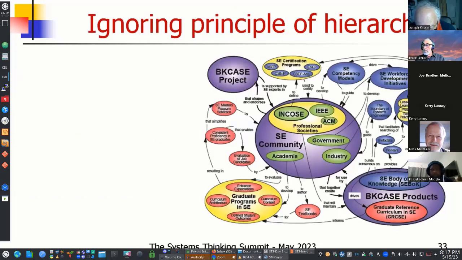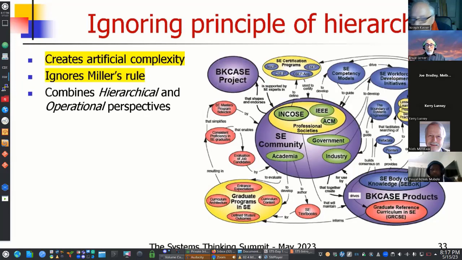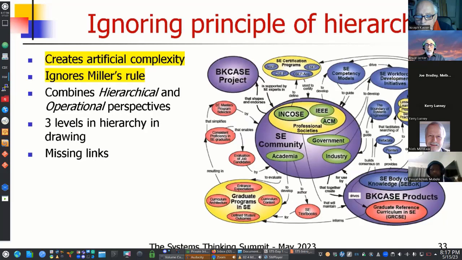If we ignore the principle of hierarchies, we create something like this. It creates artificial complexity. It ignores Miller's rule. It combines hierarchical and operational perspectives. There are 3 levels in the hierarchy in the drawing. There are missing links. It's ambiguous because some of the links don't go into the containing circles, so you don't know where they're going to end up. And in Cosey's case, this is wishful thinking.